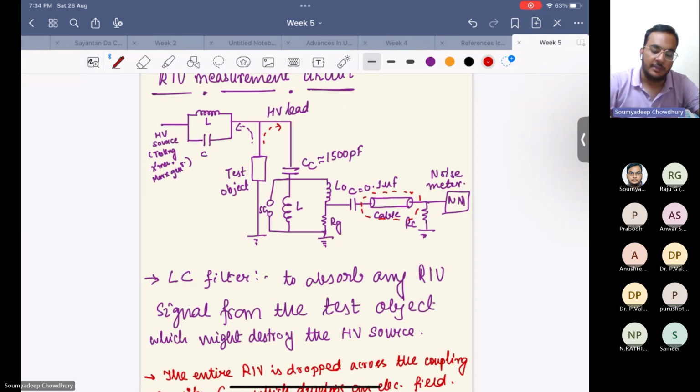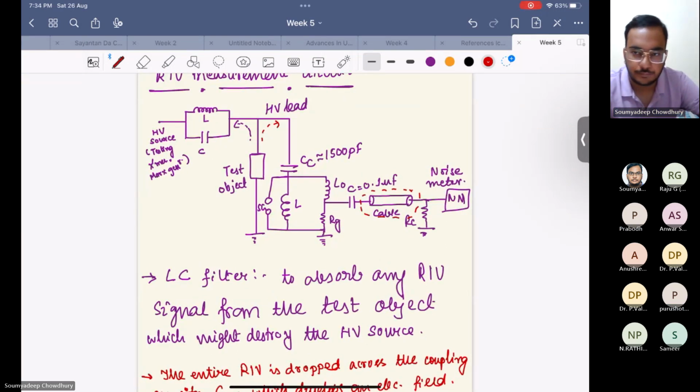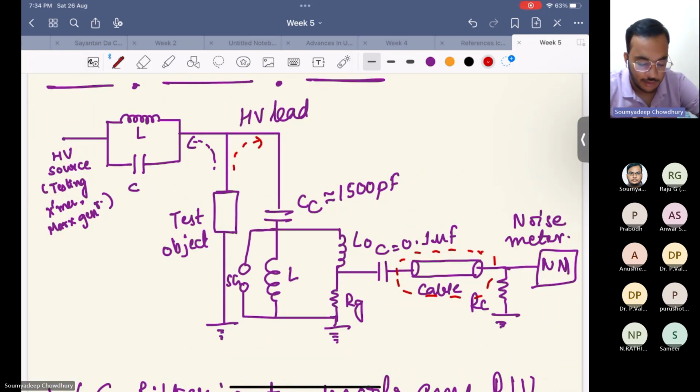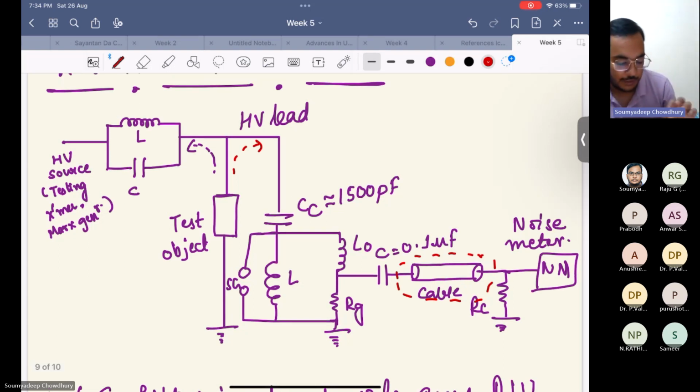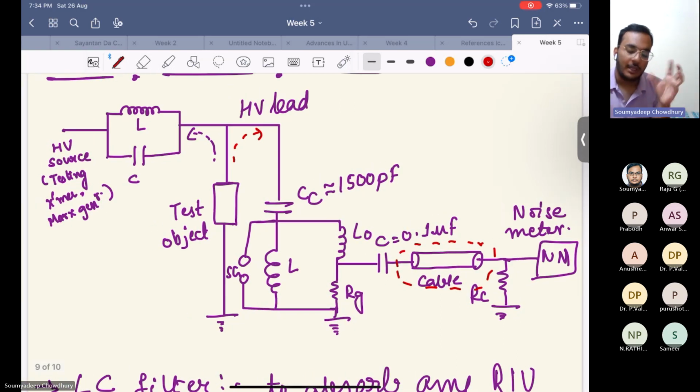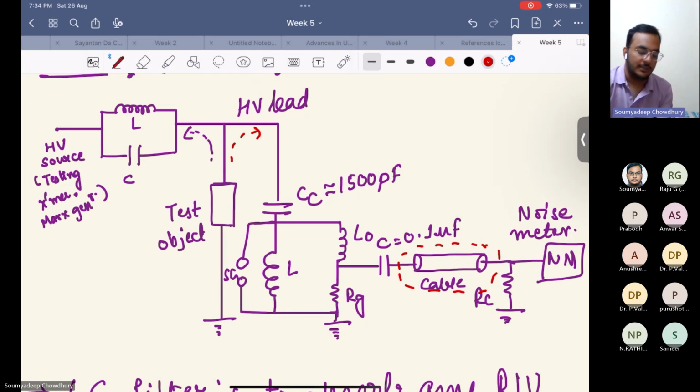Okay, I will explain this RIV circuit once again. As you can see here, there is a high voltage source like a testing transformer or a Marx generator, and we have the test object whose RIV we want to measure. And there is an LC filter. This LC filter is designed in such a way that it will block any kind of RIV signals, because if these RIV signals are passed on, they can move to the high voltage source and that can destroy it. So the entire RIV signal is now moving towards here.